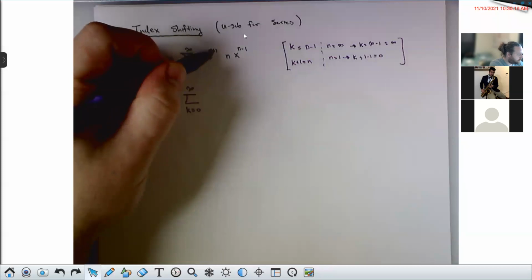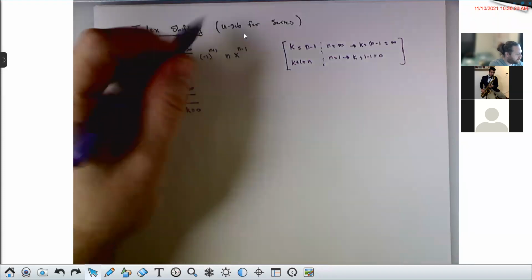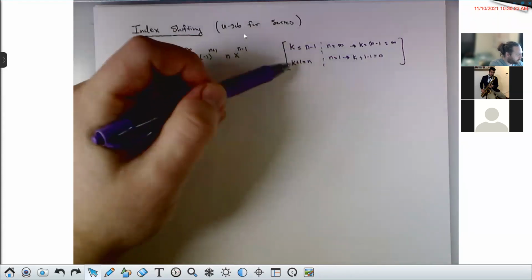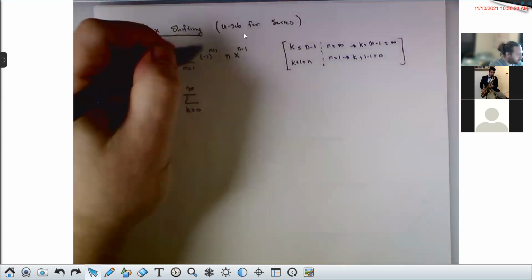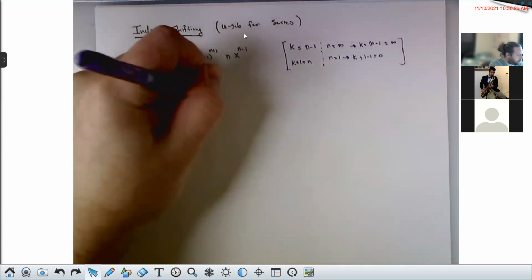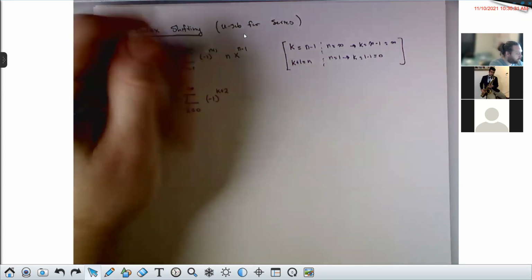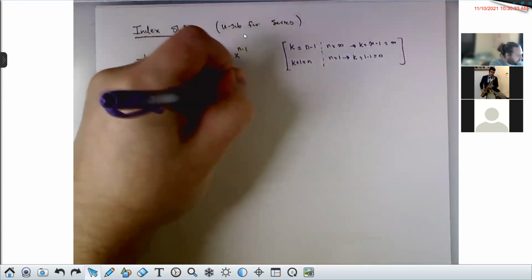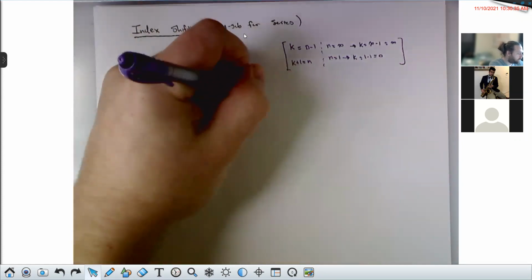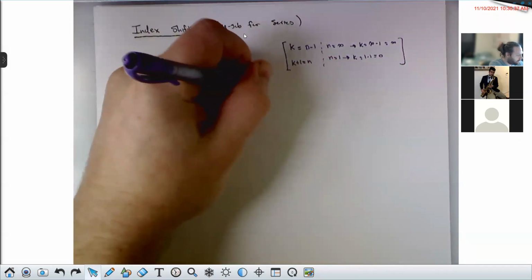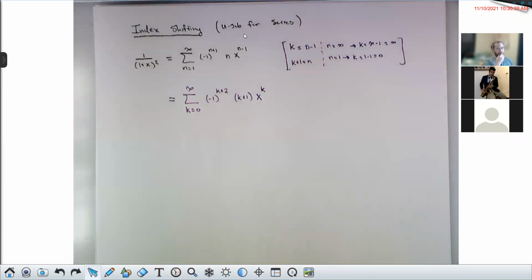-1 to the n plus 1. Well, what is that? If k is n minus 1, then n is k plus 1. So n plus 1 would be k plus 2. n would be k plus 1. And x to the n minus 1 would be x to the k. So you see now here I have a power series starting at 0. And I've also got the nice fact that my variable is just raised to the k.